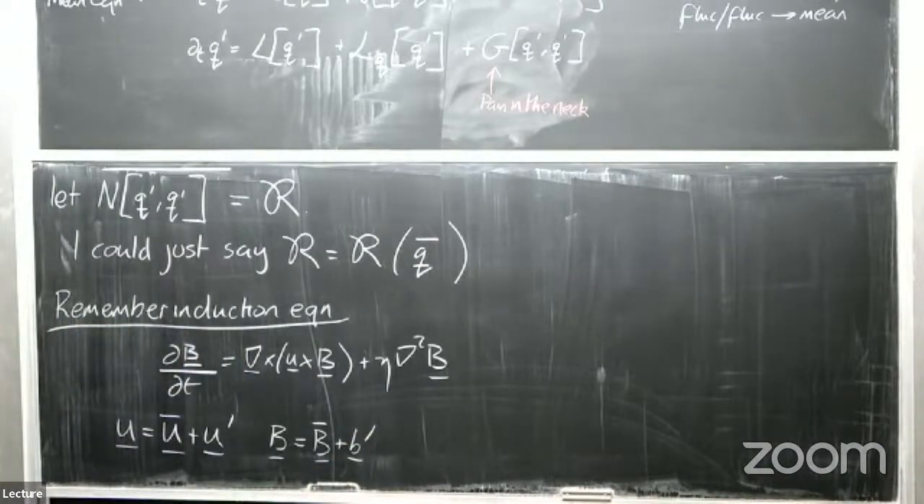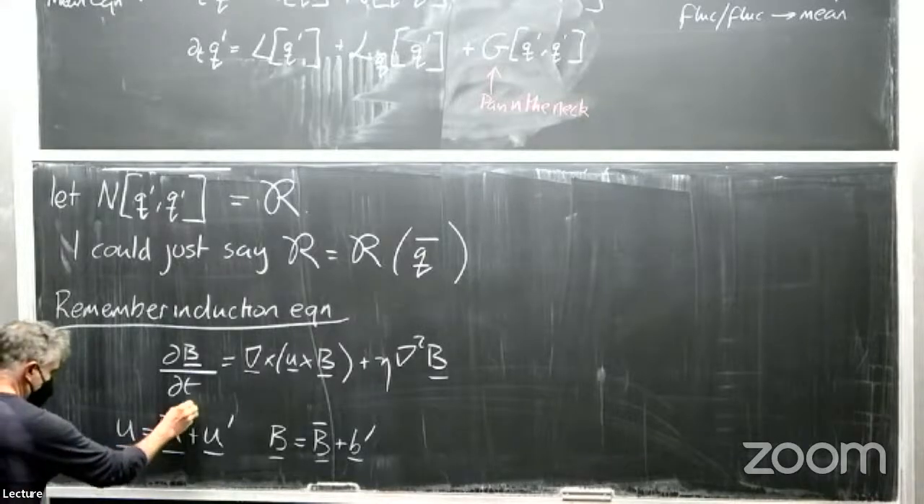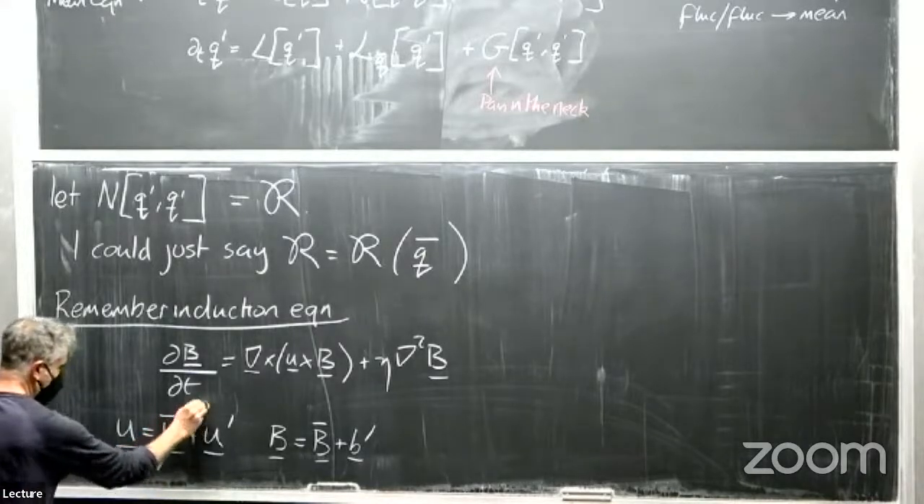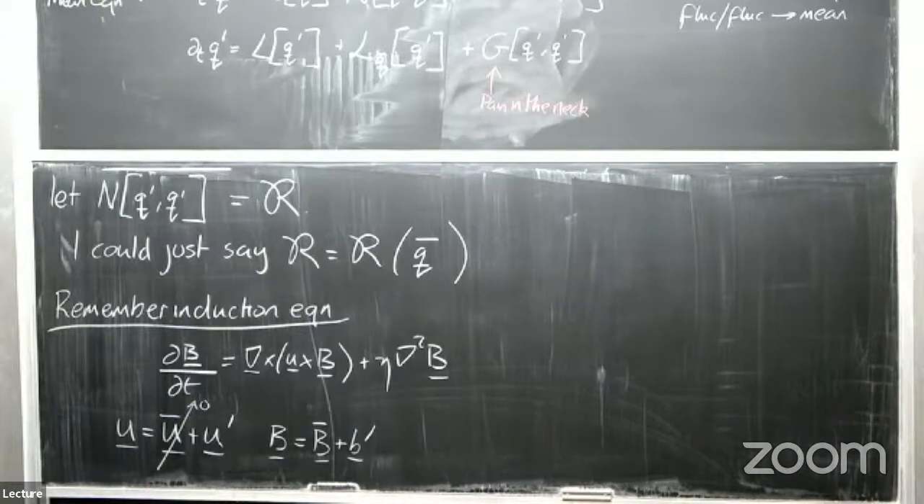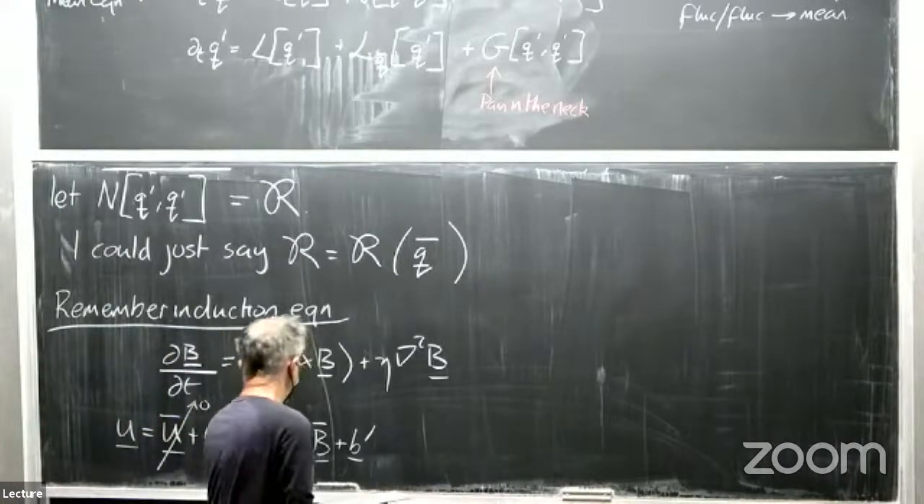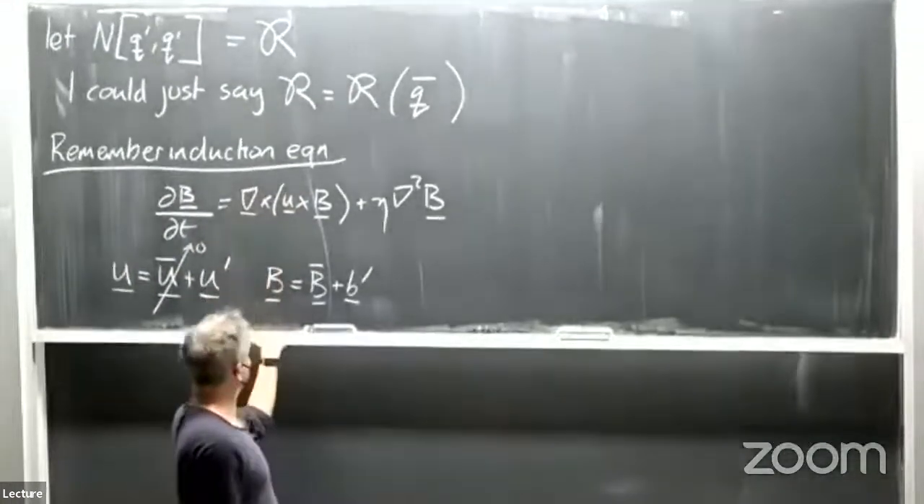And traditionally what we do is we set U bar equals 0 just to make the algebra easier. So I'm just going to set that to 0. There's no mean flow, but there is a mean field. I want to describe the evolution of the mean field. And so I write down the equation for the mean magnetic field. So I just take the mean.